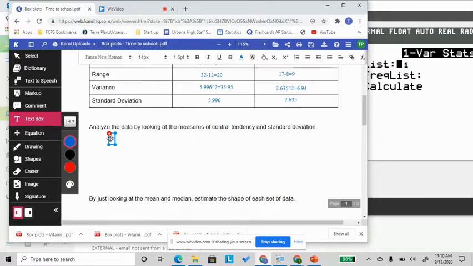So all three measures of central tendency... sorry, my new touchpad.